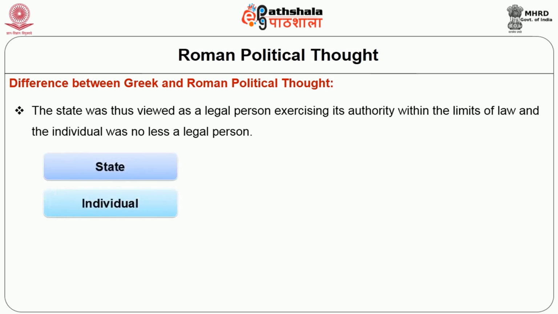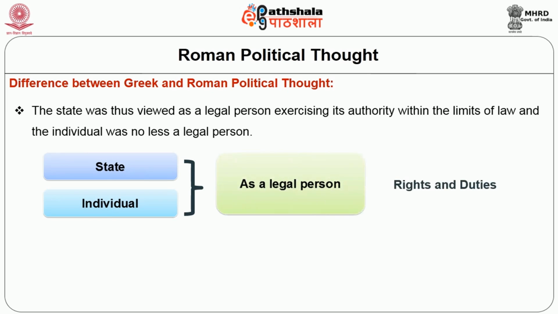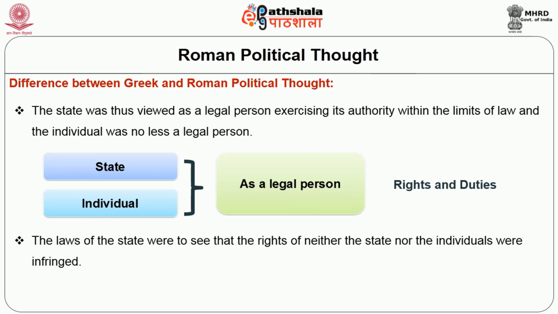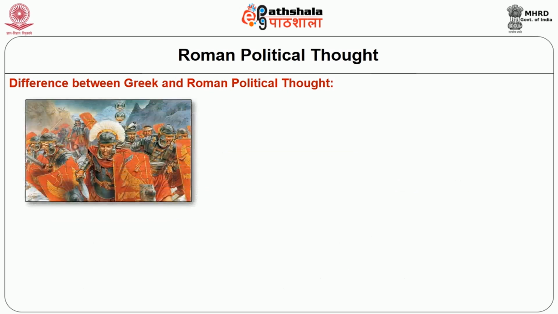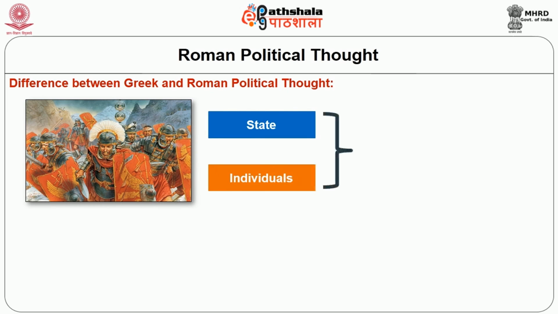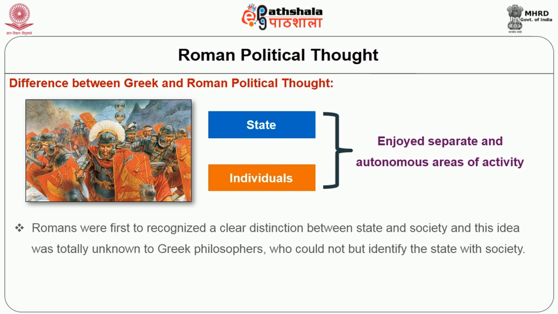They thought that, like the state, the individual as a legal person had his clearly defined rights and duties. The laws of the state were to see that the rights of neither the individual nor the state were infringed upon. In this way, the Romans, unlike the Greeks, separated the individual from the state. In fact, to the Romans, both the state and the individuals enjoyed separate and autonomous areas of activity. Romans were the first to recognize a clear distinction between state and society, and this idea was totally unknown to Greek philosophers, who could not but identify state with society.